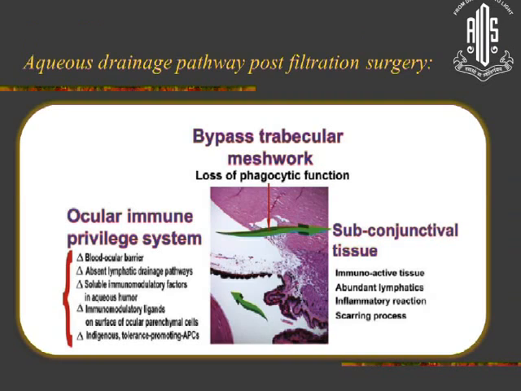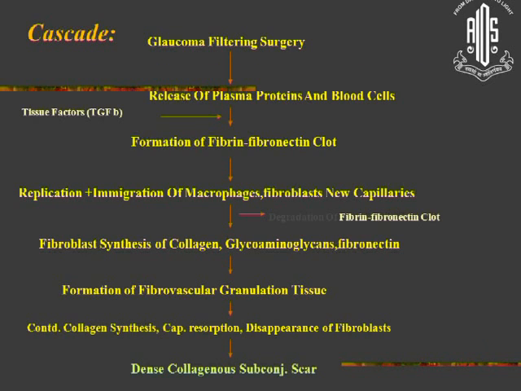There are three important factors which make the aqueous drainage pathway different after the filtration surgery. First of all, there is a bypassing of the trabecular meshwork and loss of phagocytic function. The subconjunctival tissue plays a quintessential role in the functional and the structural outcome, because it's an immunoactive tissue which is abundant in lymphatics and can throw a very bad inflammatory reaction and lead to scarring. And the nature and the type of aqueous, because of the changes in the blood-aqueous barrier, can also influence the ocular immune privilege system.